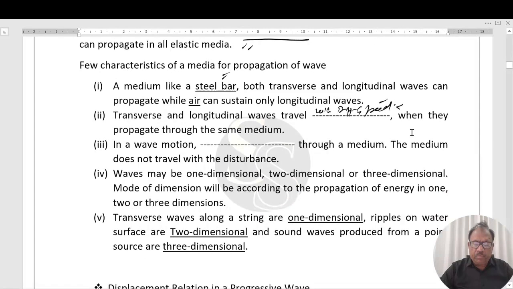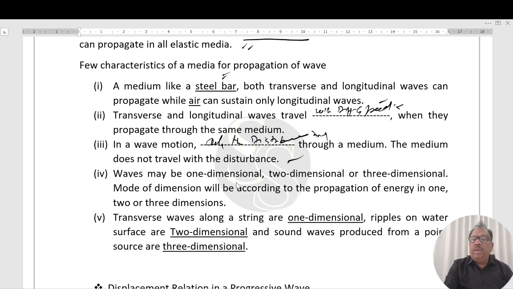In a wave motion, only the disturbance propagates through a medium. In wave propagation, only the disturbance propagates, but the medium does not travel with the disturbance. Right?